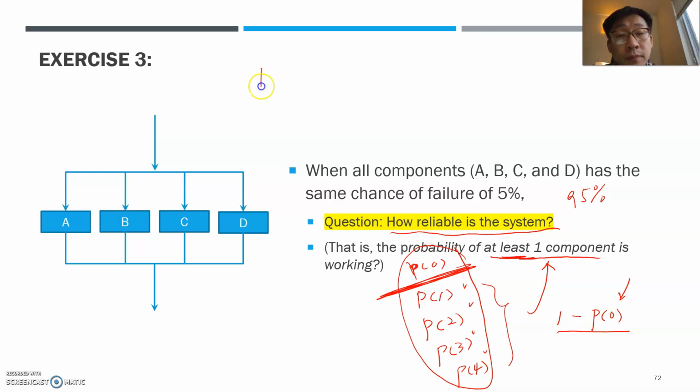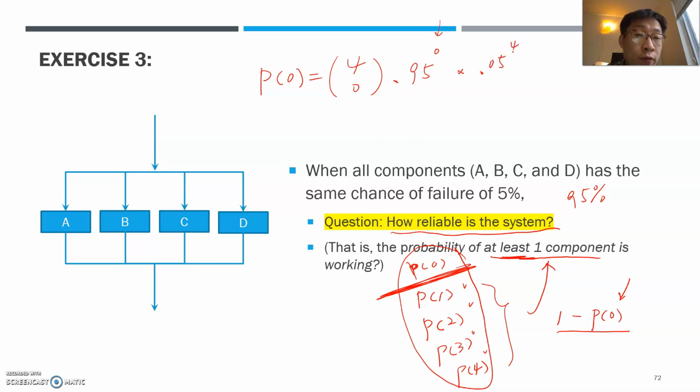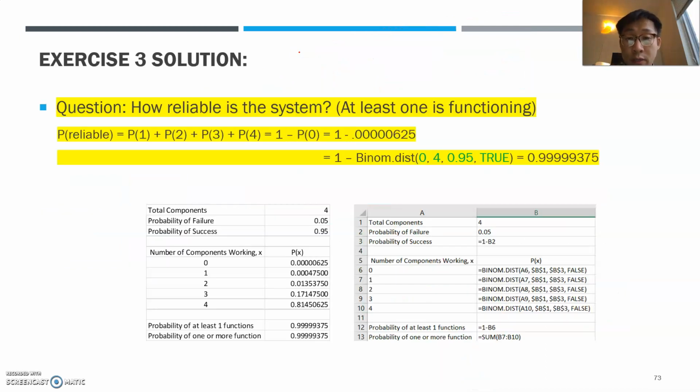So since this simplifies our calculation greatly, what we can do here is 0.95 to the power of 0, because we'd like to observe exactly 0 successes, multiplied by 0.05 to the power of 4 for the 4 failure events. So if you calculate this and subtract the result from 1, that is going to be the answer for this question, the reliability. Of course, I have a full solution coming in here.